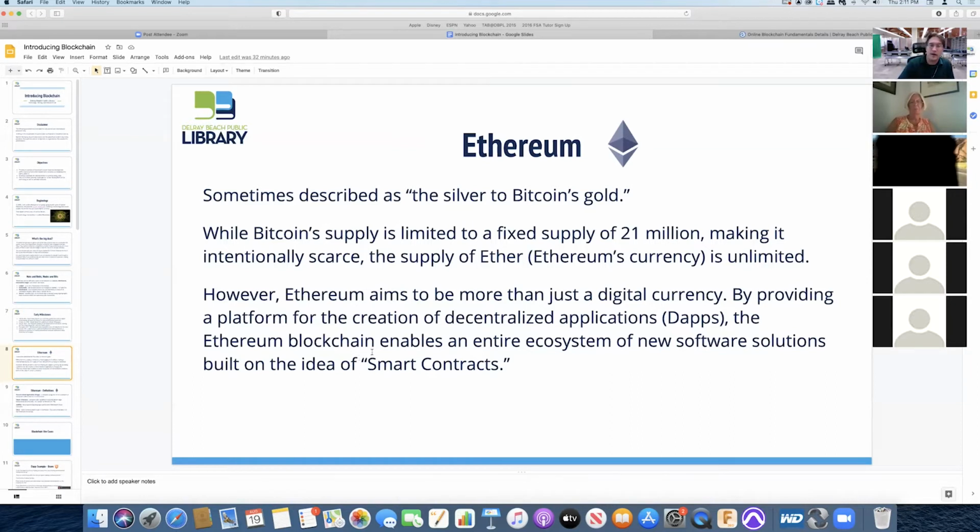With Ethereum, you have something that aims to be more than just a digital currency. By providing a platform for the creation of decentralized applications, or DApps, the Ethereum blockchain enables an entire ecosystem of new software solutions built on the idea of smart contracts. So I'm going to discuss that in just a minute.